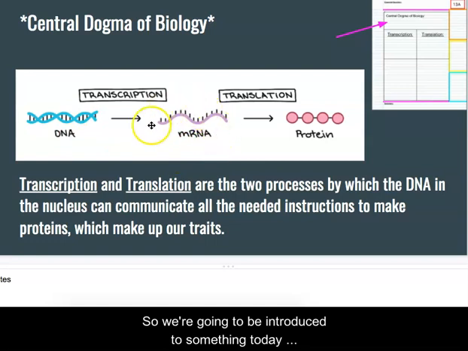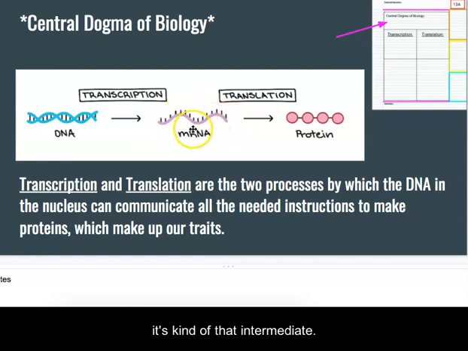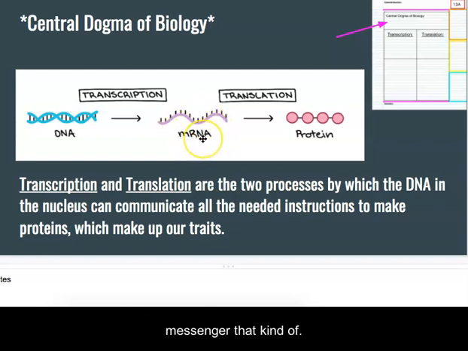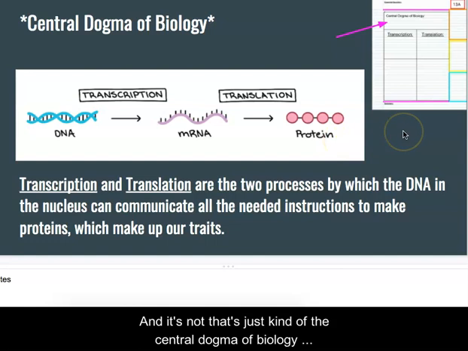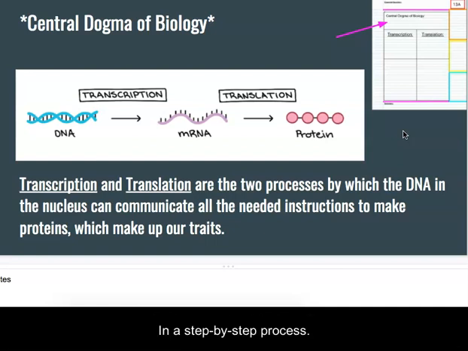We're going to be introduced to something today called mRNA, which we've never talked about before. It's that intermediate, and the M stands for messenger, as we'll find out. It's the messenger that carries that DNA message to then make proteins. And that's the central dogma of biology: DNA will go to mRNA, which goes to proteins in a step-by-step process.